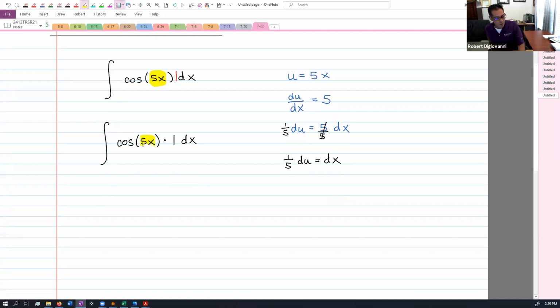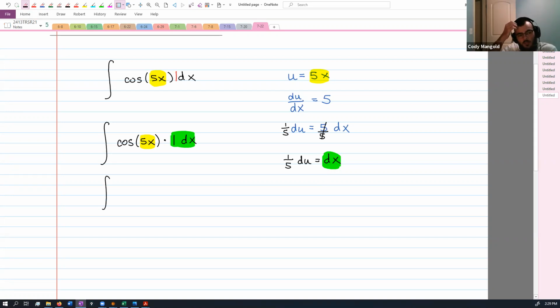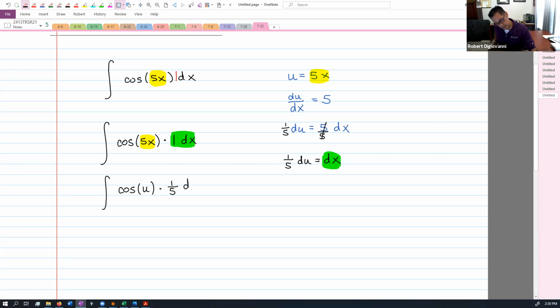Which means you can replace 5x with u, and you can replace 1 dx with 1/5 du. Does that all make sense to everyone? I was thinking we'd grab the x just because I knew there was a 1 somewhere, but I forgot about the whole constant thing. So this becomes cosine of u times 1/5 du. Rewriting the integral, replacing the 5x with u, replacing the 1 dx with 1/5 du.